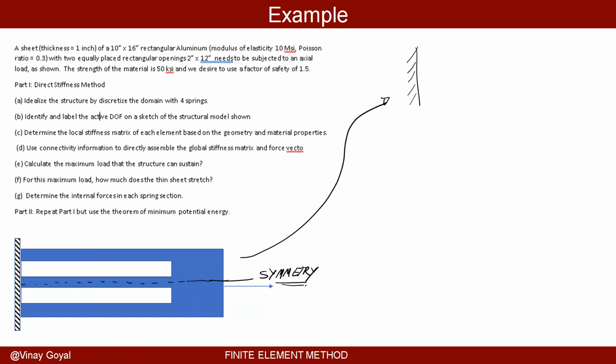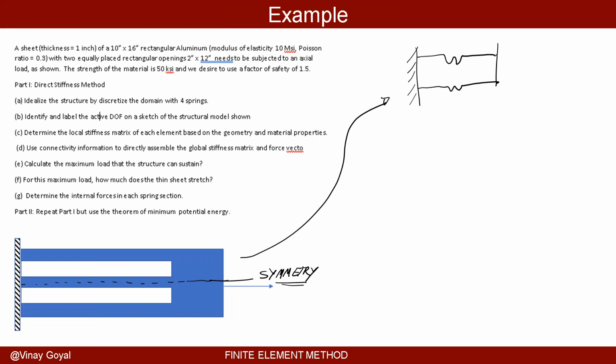We can keep going with the same representation of the spring. We have that spring representing the top, then we have another spring representing the middle, and one more representing the bottom. But we could use symmetry so we can model half. Yes, so that reduces the number of degrees of freedom.